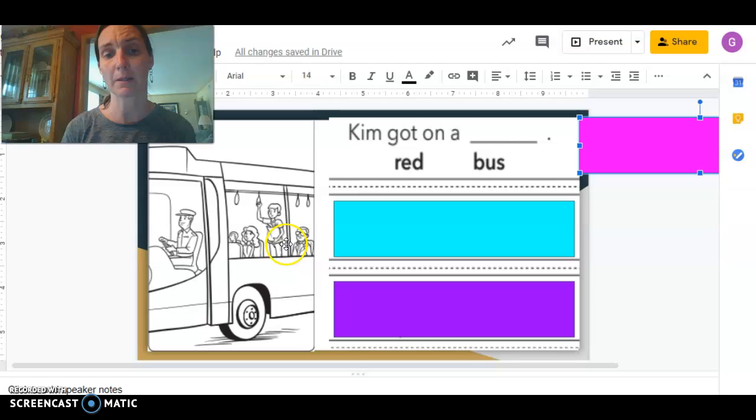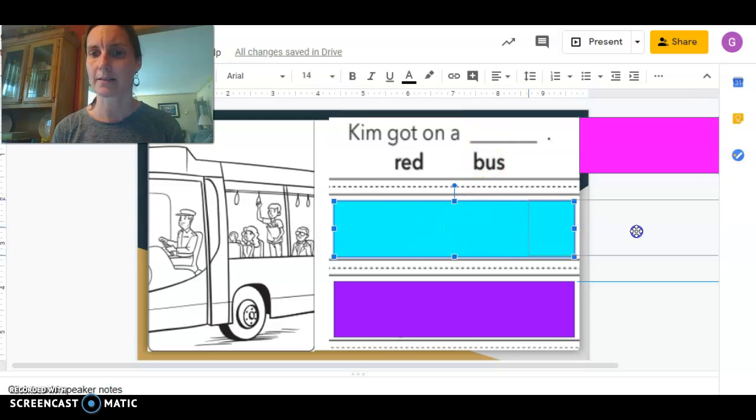And then I'm going to check the picture to make sure that matches. I see Kim there, and he's on the bus. Let's read that sentence together. Kim got on a bus. Let's look at the next sentence.